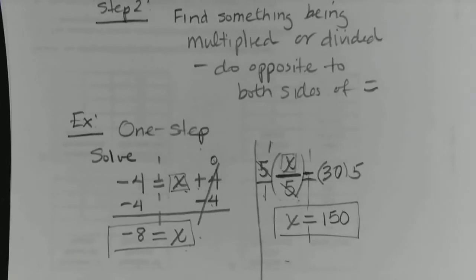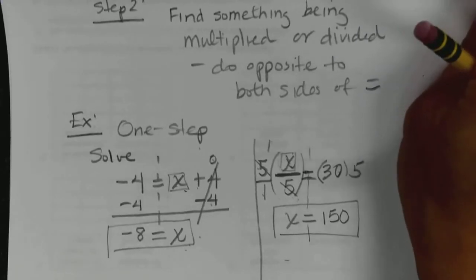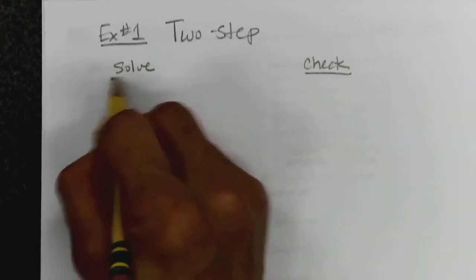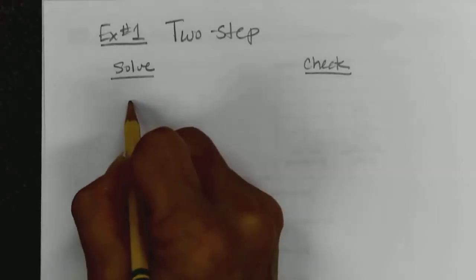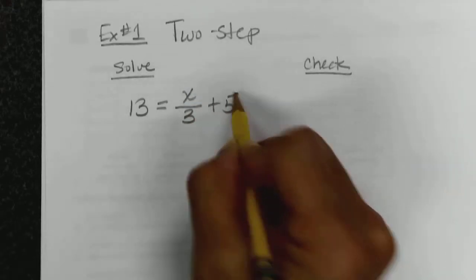Okay? So ready for 2-step? Yes. Okay. No? Who said no? I'm ready. You ready? All right, here's 2-step. So this is example number 1 in your book. 2-step. Can you see it? There we go. It's going to say solve, and it's going to ask you to check. So we're going to do both. Solve and check. Solve for the variable, solve the equation, and we're going to check. Here we go. Ready? 13 is equal to x over 3 plus 5.